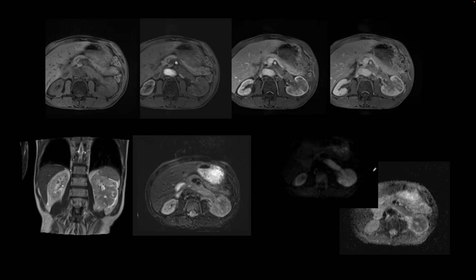Here's our next patient. They also underwent a MRI of the abdomen with and without contrast to further evaluate a mass arising in their left kidney. So on the contrast enhanced images, again on the top, we have non-con, arterial, portal venous, and delayed, and these are T1 and fat saturated images. We find that we have a mass arising from the left kidney and growing into the left renal vein.